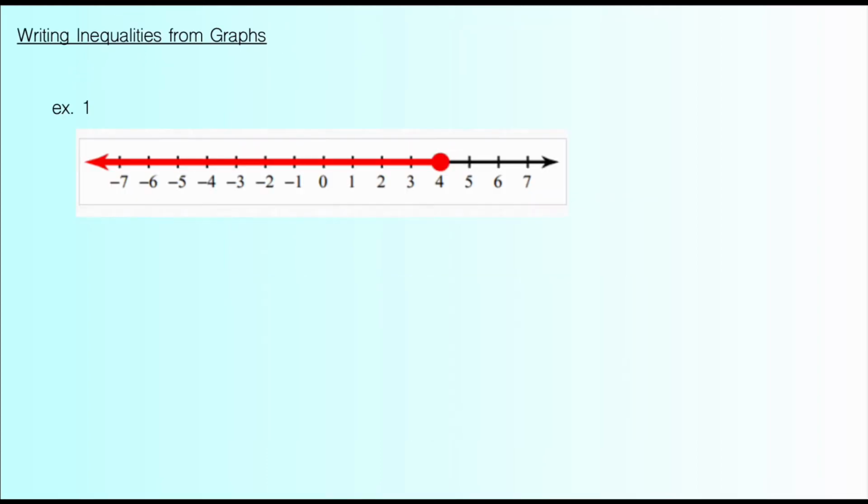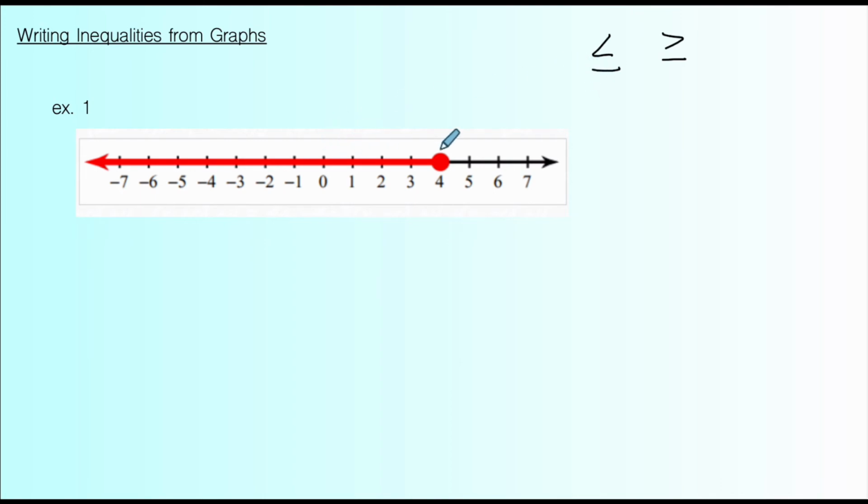So example 1, there is the graph of some inequality. So let's try to pull apart what's happening here. We have a filled in circle. So I know that it's either going to be less than or equal to or greater than or equal to, because the filled in part tells us that it's going to have the equal sign as part of the inequality.